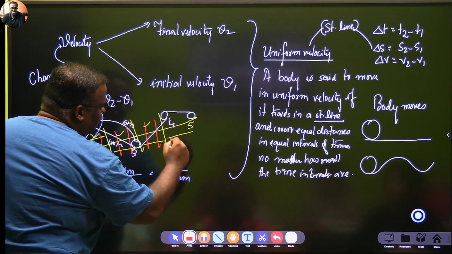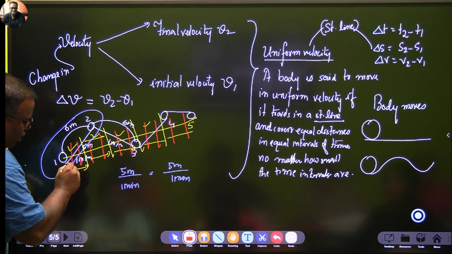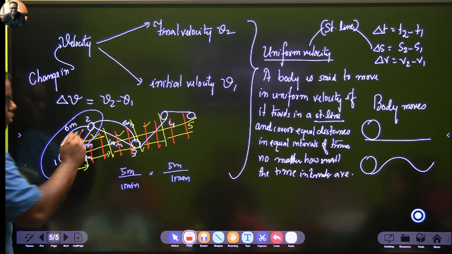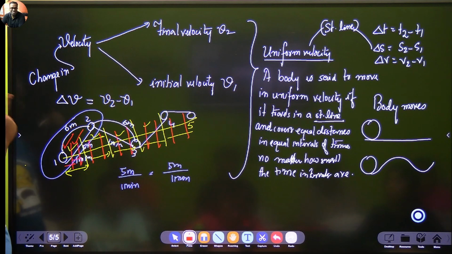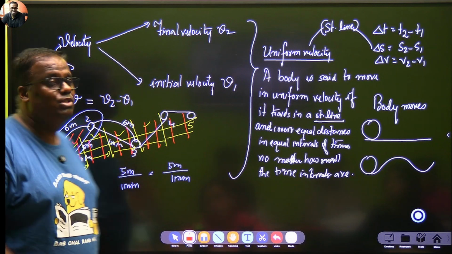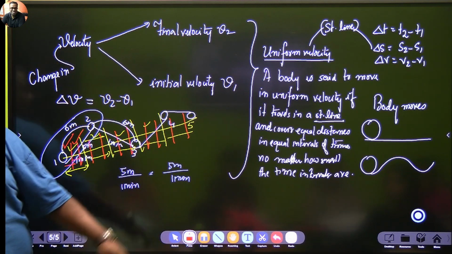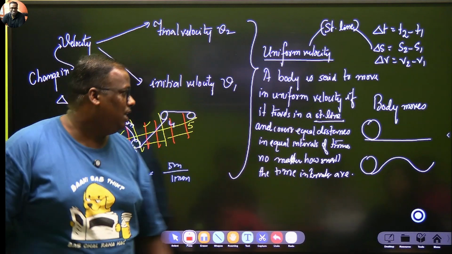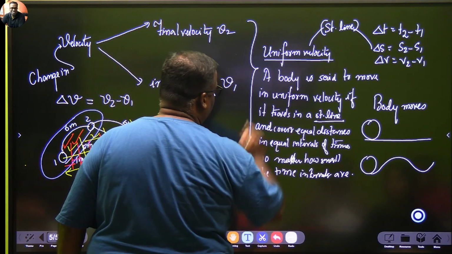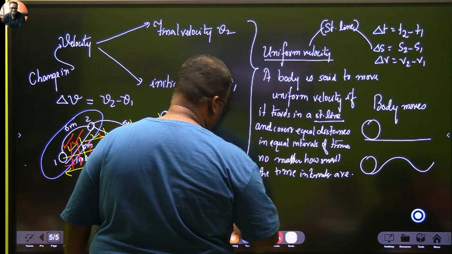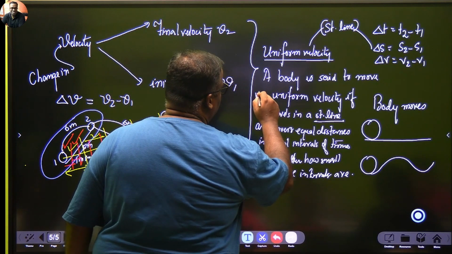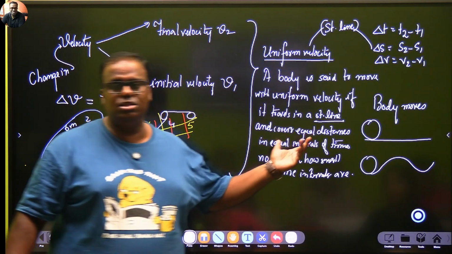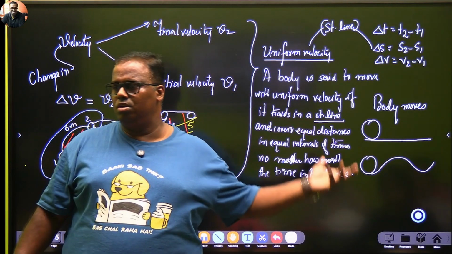And you should always find one thing. In this small interval, if it went this much, then in the next small interval also you should go this much only. If it went differently, then this is not uniform velocity. And what is non-uniform velocity? A body is said to move with non-uniform velocity. इन तो मत लिखिए, इस वर्ड को रिप्लेस करके विथ कर दीजिए. We replace this word and make it "with". A body is said to move with non-uniform velocity if it travels in a straight line but covers unequal distances in equal intervals of time.